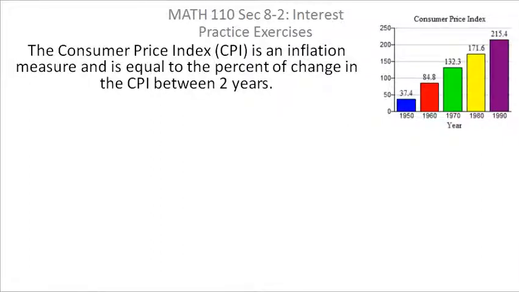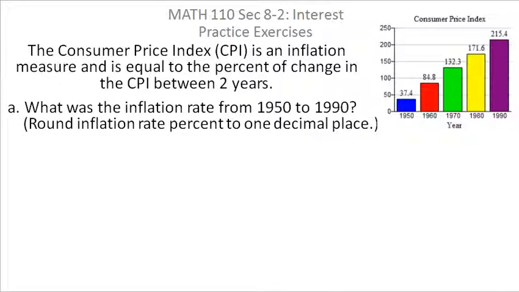The Consumer Price Index, or what's called the CPI, is an inflation measure and is equal to the percent of change in the CPI between 2 years. Now, as we work this problem, keep in mind they're telling us that the CPI is a percent of change, and we've learned about that formula, so just keep that in the back of your mind.